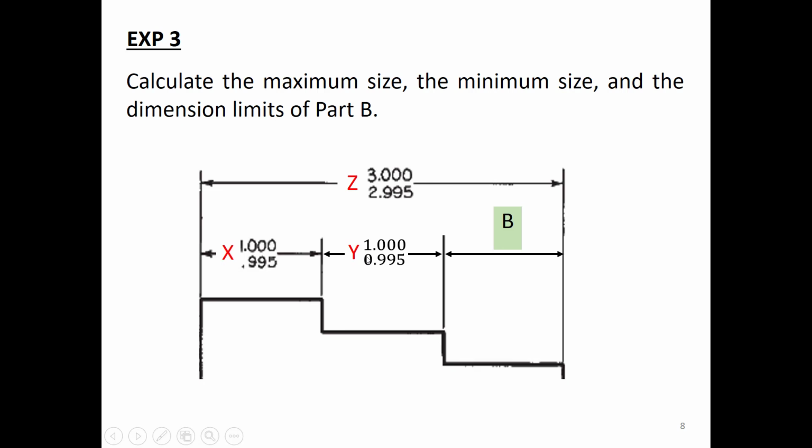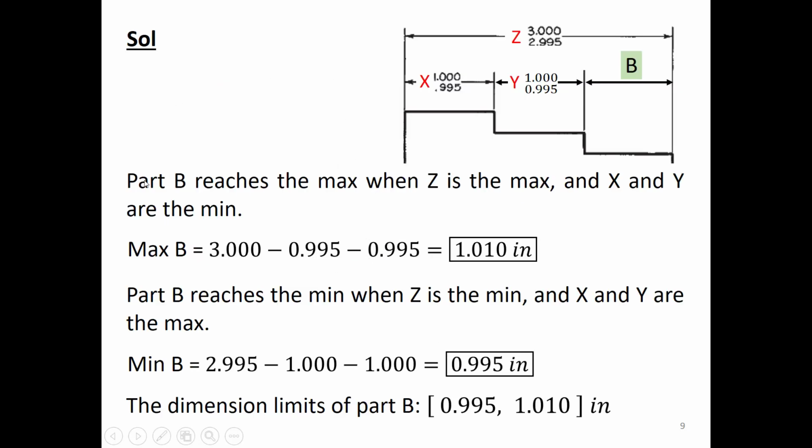So let's look at this example. Part B is going to be the max when Z is the max and Y and X are both the minimum. So when Z is the maximum, which is 3, and both X and Y are the minimum, which is 0.995, this is the maximum size of B.